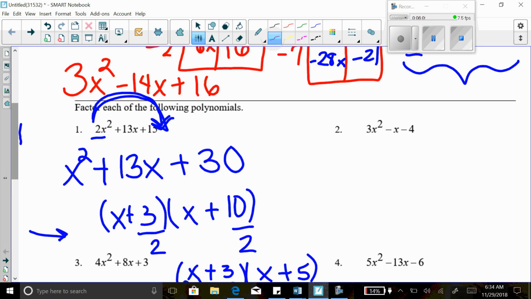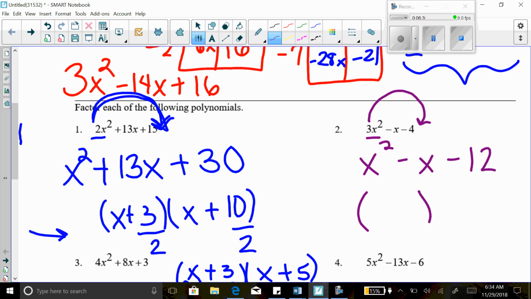So we look at the number in front of the x squared and say, that's greater than 1. So I have to do the slide and divide method. So I'm going to take the number in the front and slide it to the number at the end. So I'm left with x squared minus x minus 12. Now this becomes easy factoring. I'm looking for things that add to negative 1, multiply to negative 12. So 2 sets of parentheses, each get an x because it's an x squared. And I know that my numbers are going to be negative 4, positive 3.